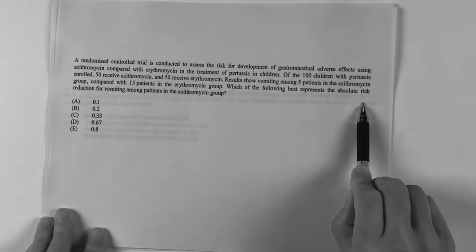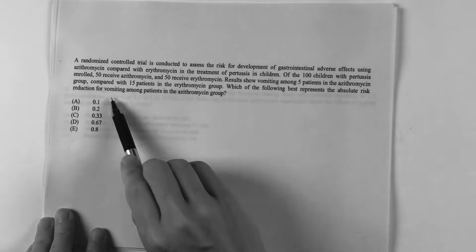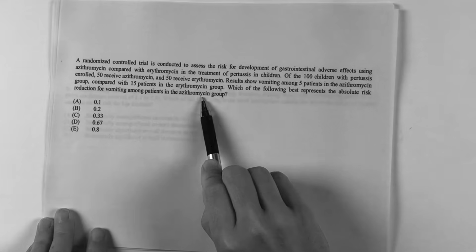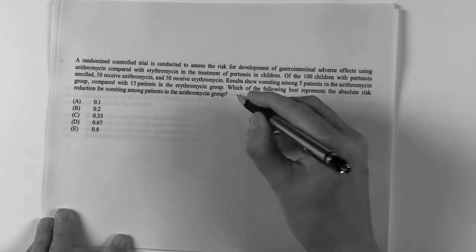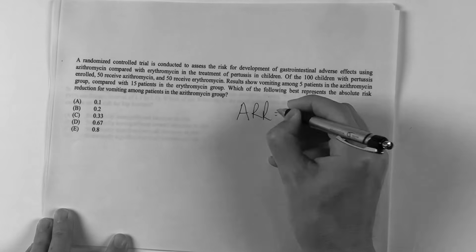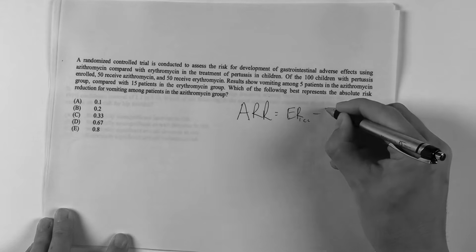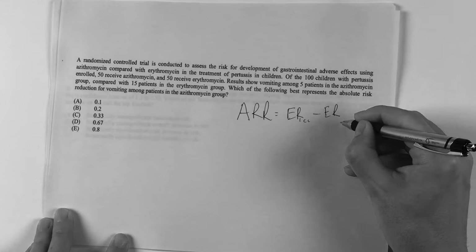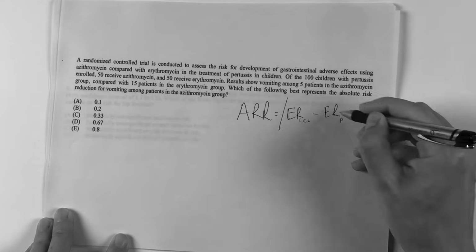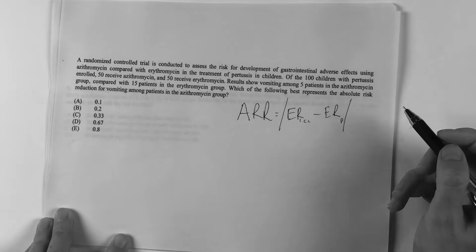This one says, which of the following best represents the absolute risk reduction for vomiting among patients in the azithromycin group? So absolute risk reduction, we got to know our basic formulas, is event rate control minus the event rate placebo or treatment. It's always the absolute value, so really I don't care which one comes first.